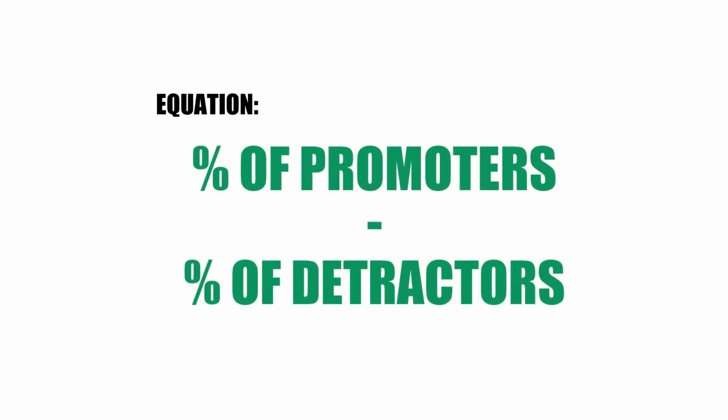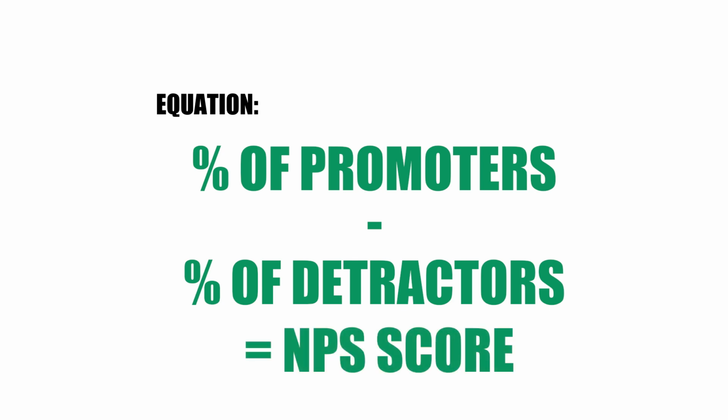Now, to calculate your Net Promoter Score, we're going to subtract the percentage of detractors from the percentage of promoters. So NPS equals the percentage of promoters minus the percentage of detractors. So what does this all mean for your business?